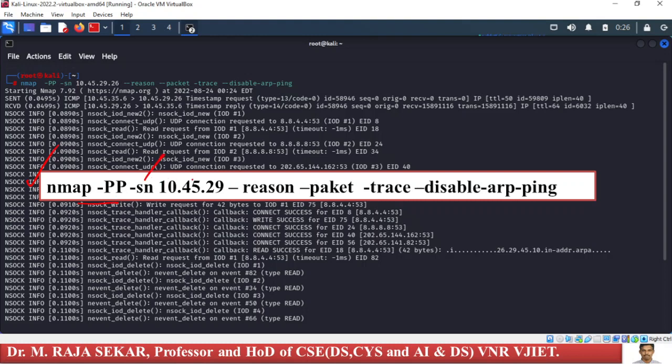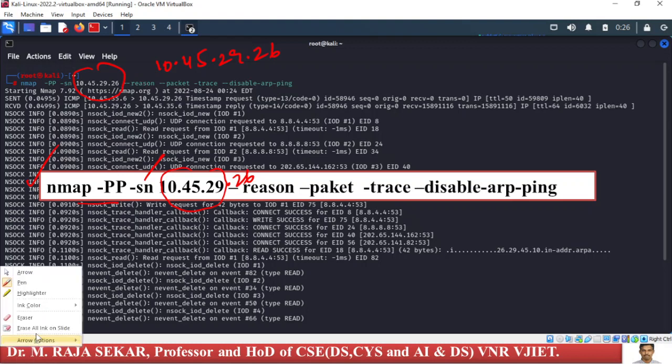nmap -PP -sn target IP address. What is your target IP address? 10.45.29.26. Here you must write 26. What is the target IP address? 10.45.29.26. Here I missed 0.26. Just see the target IP address. Let me show it.